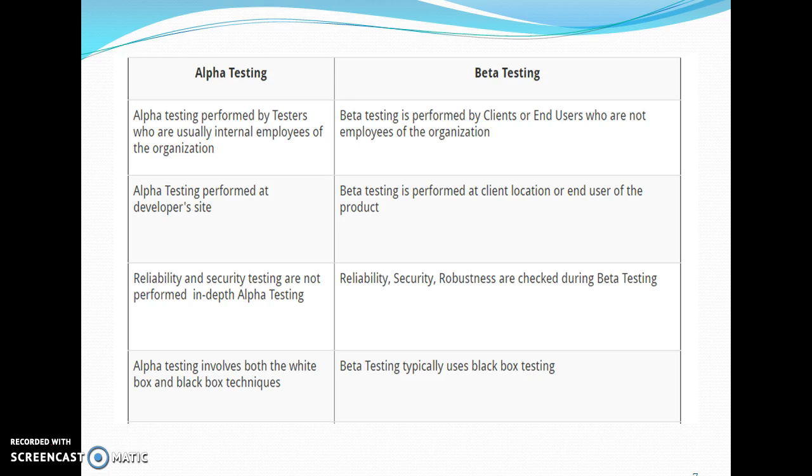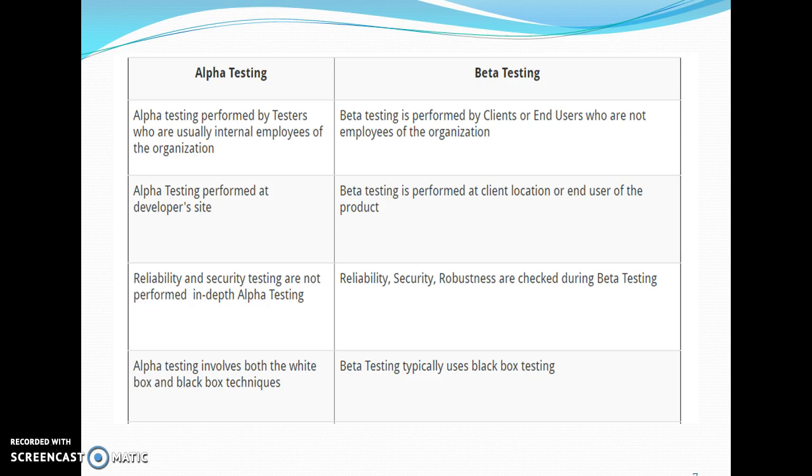Alpha testing is performed by the testers who are usually internal employees of the organization. Beta testing is performed by the clients or the end users who are not employees of the organization. So the software is given to a limited set of customers to use, and they give us feedback in the case of beta testing. The second difference is that alpha testing is performed at the developer side, so if there is any error, it can be resolved at that time.